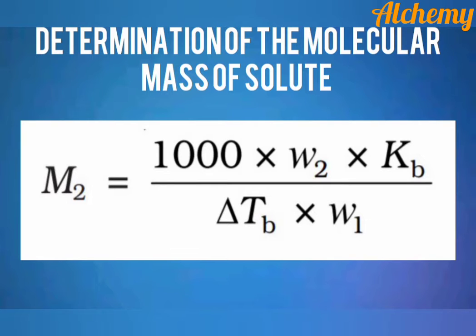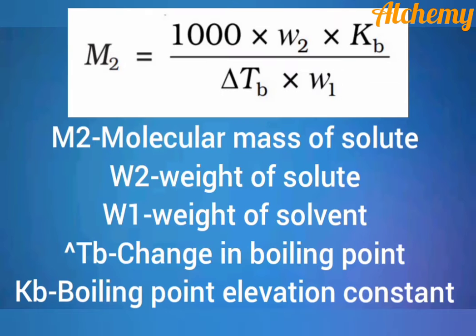According to this property, the equation to find the molar mass of solute M2 is given by 1000 × W2 × Kb, the whole divided by ΔTb × W1, where M2 is the molecular mass of the solute, W2 is the weight of the solute, W1 is the weight of the solvent, ΔTb is the change in the boiling point, and Kb is the boiling point elevation constant.